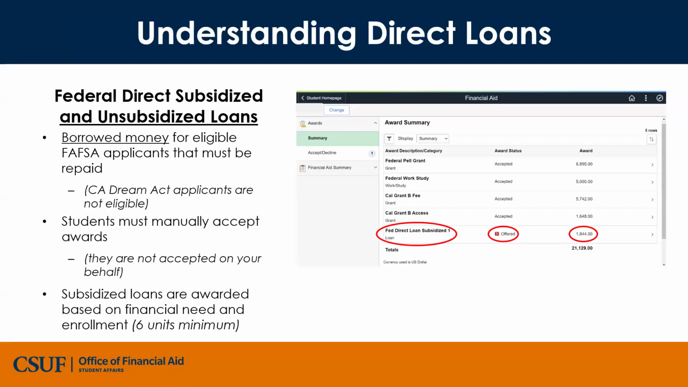Lastly, we will talk about the federal direct subsidized and unsubsidized loans. Both of these loans are borrowed money for FAFSA applicants that must be repaid. Students must manually accept awards. They are not accepted on your behalf. Something to keep in mind is that subsidized loans are awarded based on financial need and enrollment. Both loans require you to be enrolled in 6 units or more. Something to keep in mind is that California DREAM Act applicants are not eligible for this award.